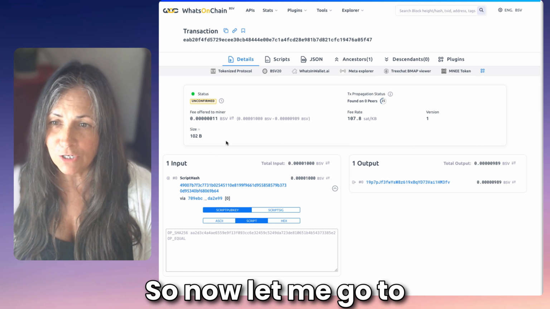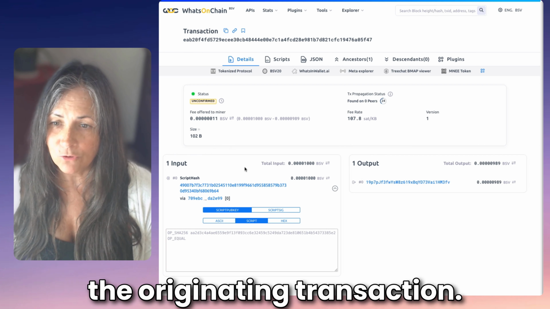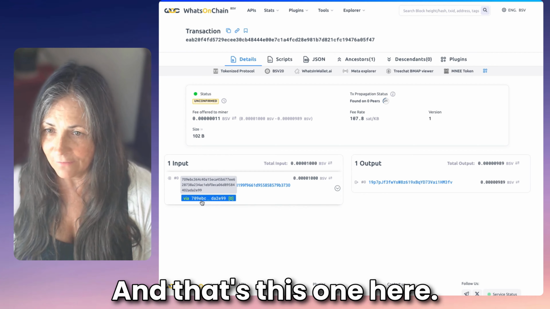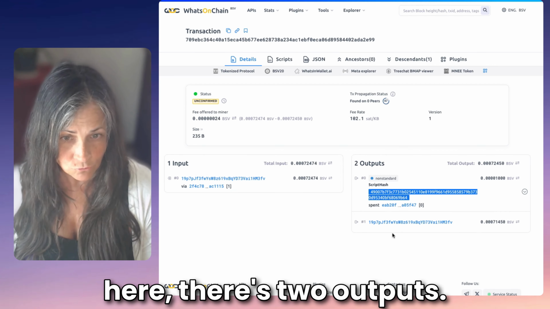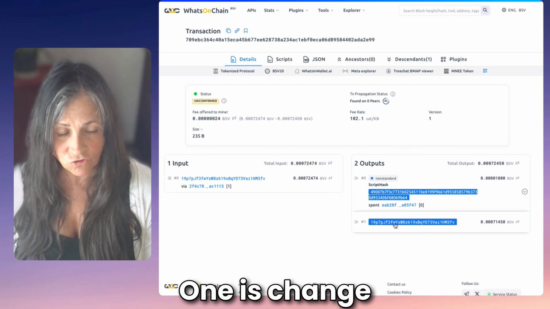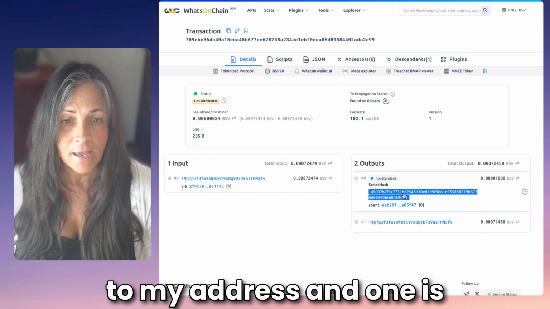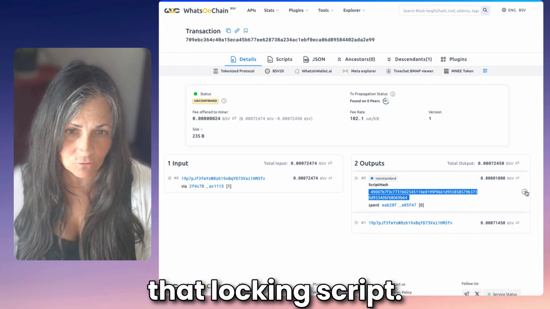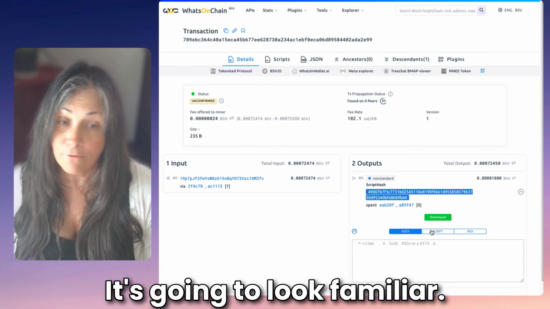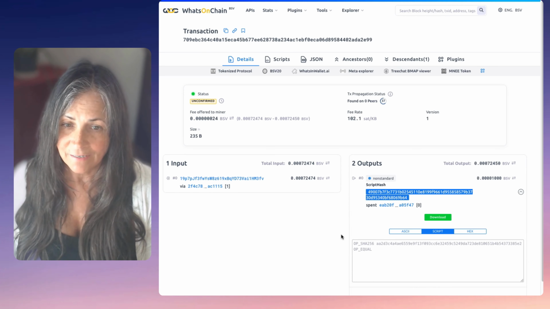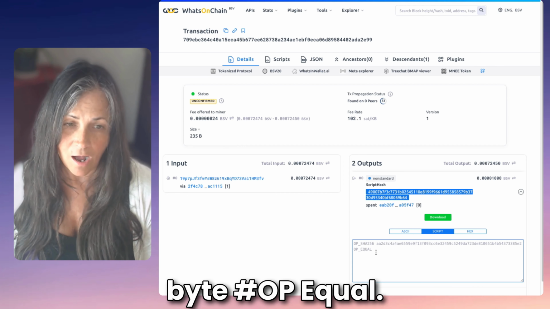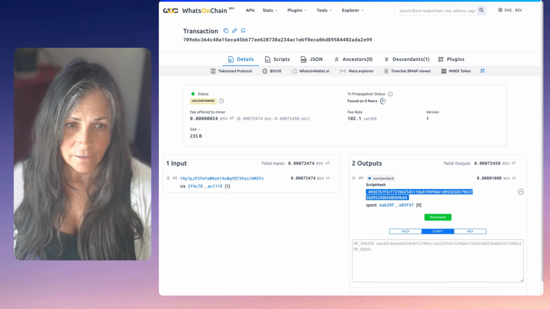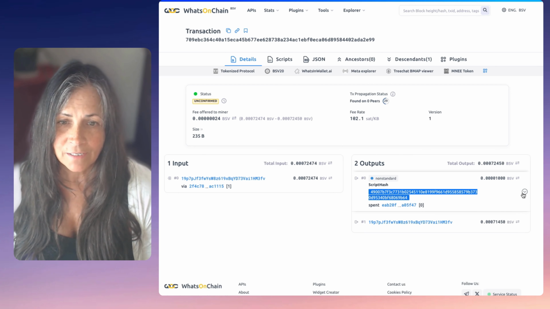So now let me go to the originating transaction so you can just see that, and that's this one here. And the lock over here, there's two outputs. One is change to my address, and one is that locking script. So let's look at it. It's going to look familiar. It's that OP_SHA256, 32-byte hash, OP_EQUAL. So there you have it.